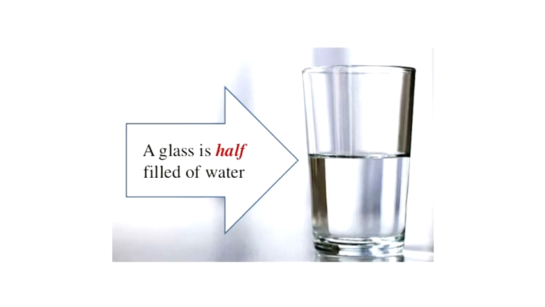A glass is half filled of water. Now again, dear children, how much water is there in the glass? Half. So the word half is your adjective of quantity because it tells us about the noun water, which is an uncountable noun. Alright? So I'm sure the adjectives of quantity as well as the adjective of number is completely clear to you.